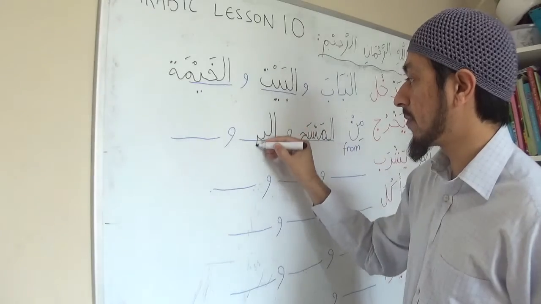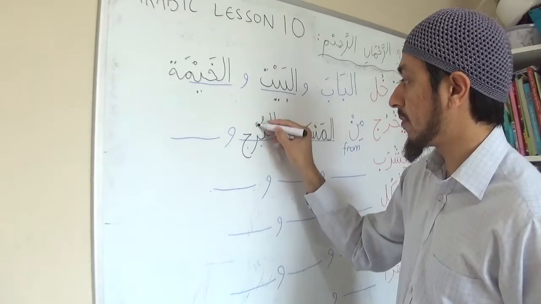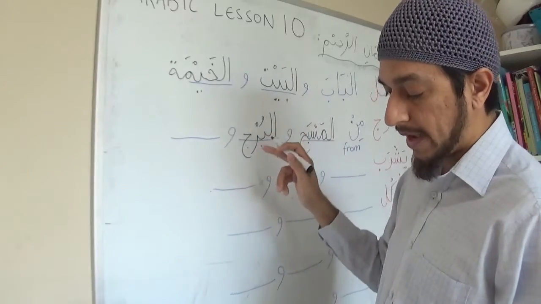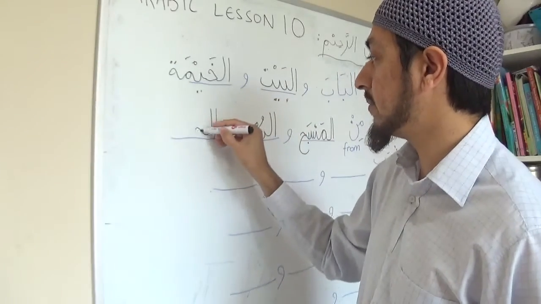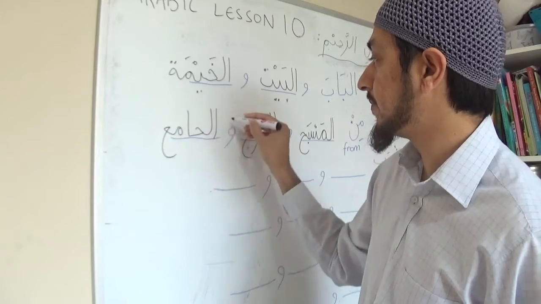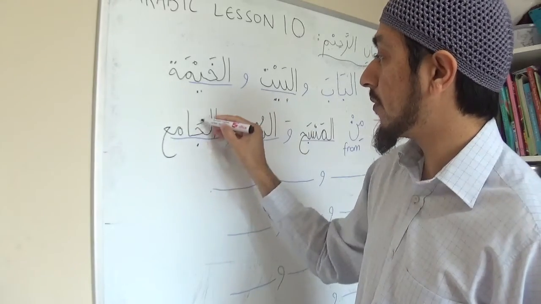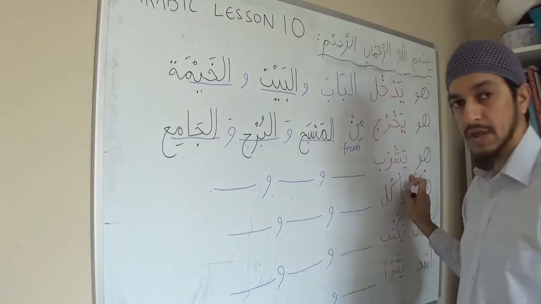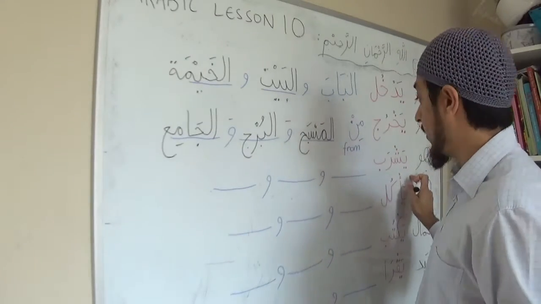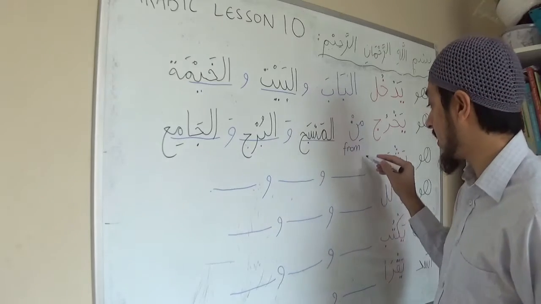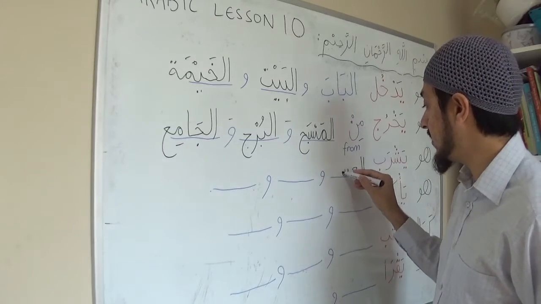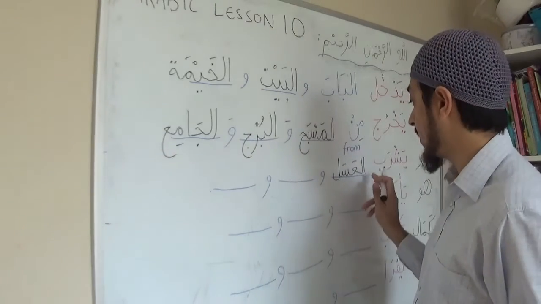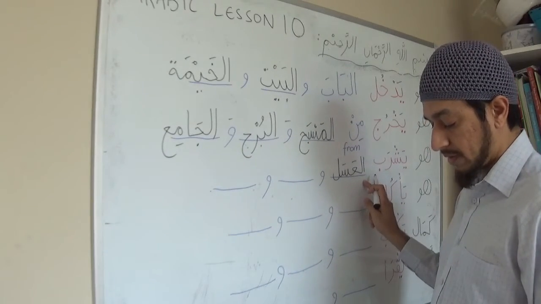Wal-burj, he's exiting from the swimming pool and the tower. And al-jamia, wal-jamia, the grand mosque. Wal-jamia. هو يشرب. He's drinking, and this one was appropriate. Al-asl. He's drinking honey. هو يشرب العسل. He's drinking the honey.